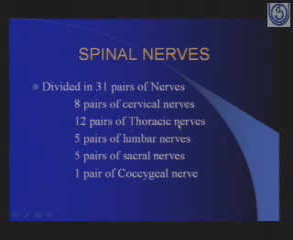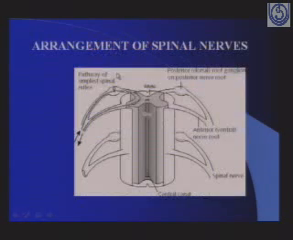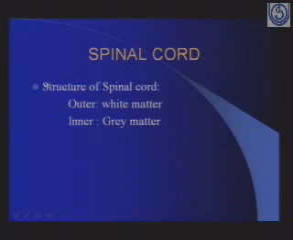12 pairs of the thoracic nerves, that is 12 thoracic vertebrae. You have 12 pairs of thoracic nerves, 5 lumbar nerves, 6 pairs of the sacral nerves, and 1 pair of coccygeal nerves. So in total there are 31 pairs of the spinal nerves. These nerves supply the peripheral part of the body. And the spinal cord structure: outer is white matter, inner is grey matter.